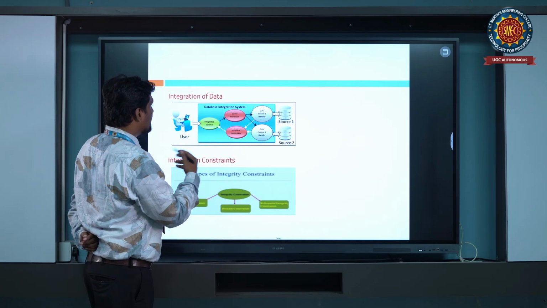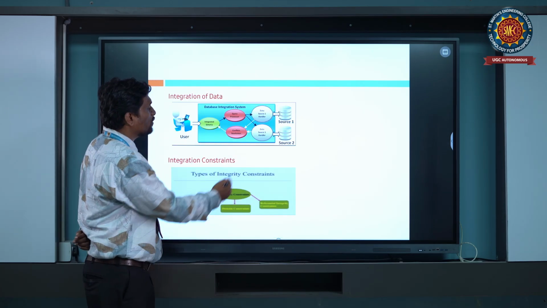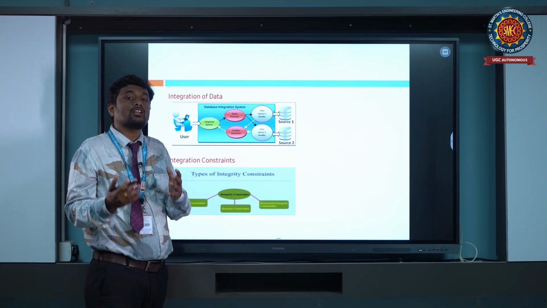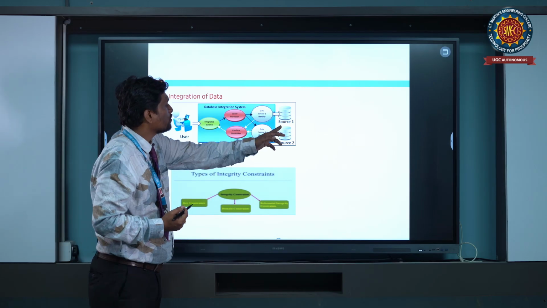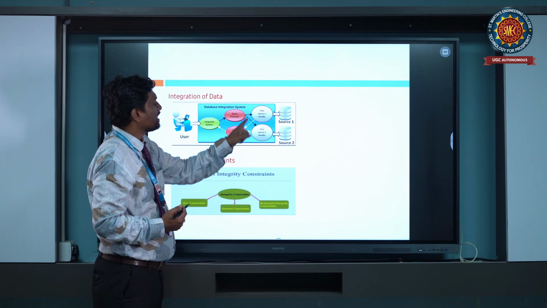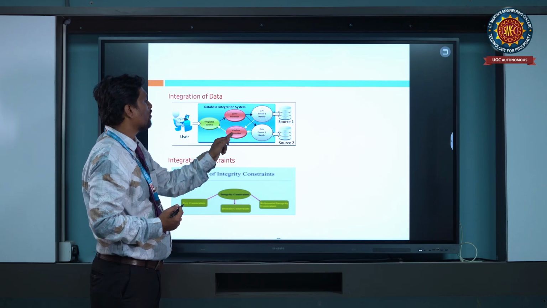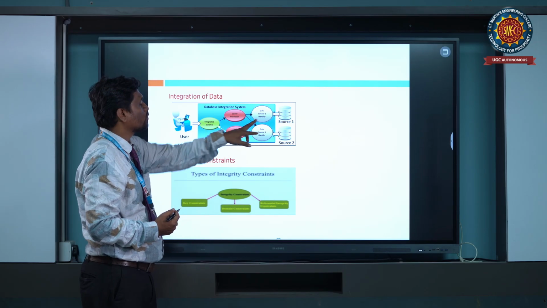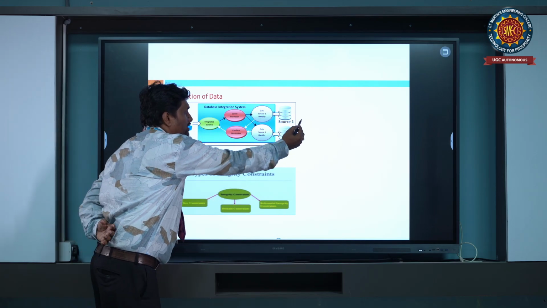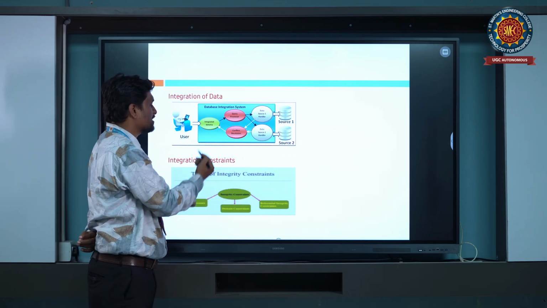The next one is integration. Suppose we have different types of databases, and we need to integrate the sources. Suppose source 1, source 2. Each data source has a handler, the query processor and conflict resolution. Finally, we have users. Two types of databases are handled for the one user. This is the integration process.